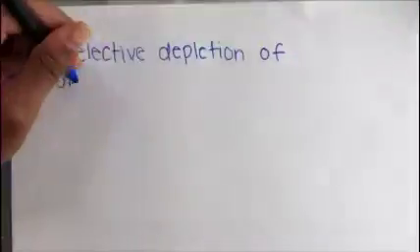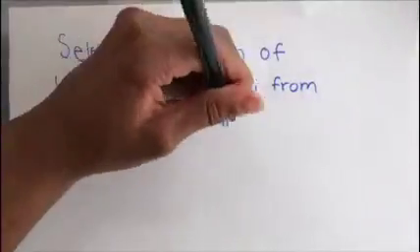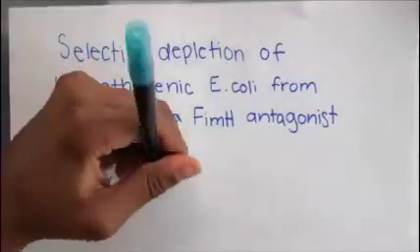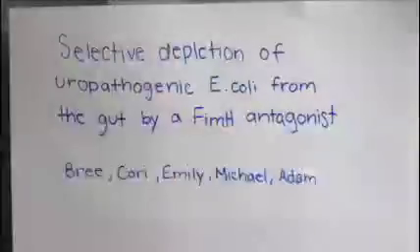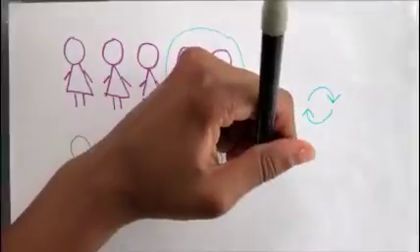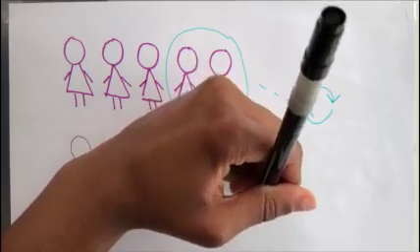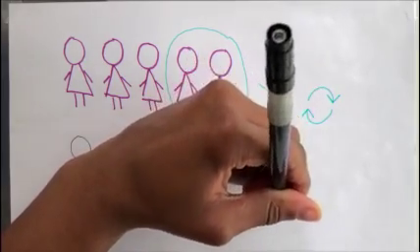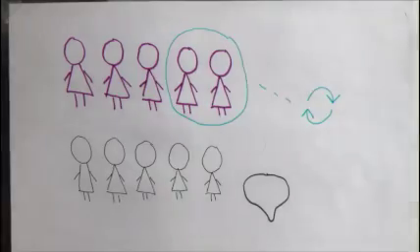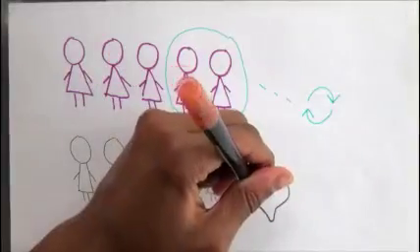A UTI is a urinary tract infection. This infection impacts an estimated 50% of women, and 30 to 50% of these women will suffer recurrent UTIs. A UTI occurs when the bladder is continuously invaded by bacteria, which can accumulate to substantial numbers before clearance.